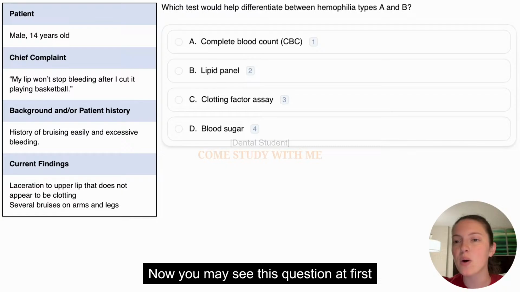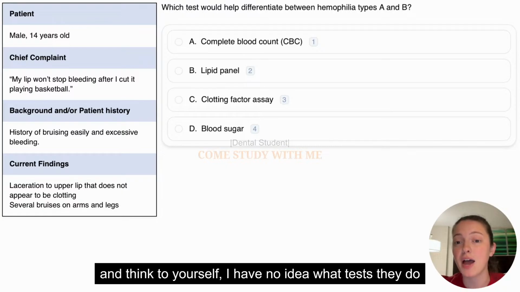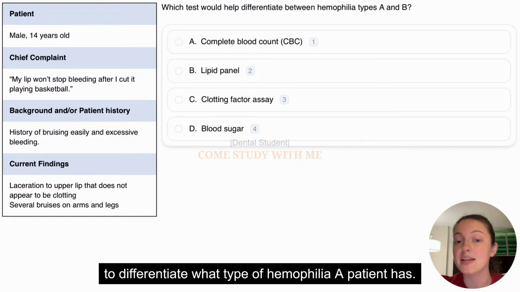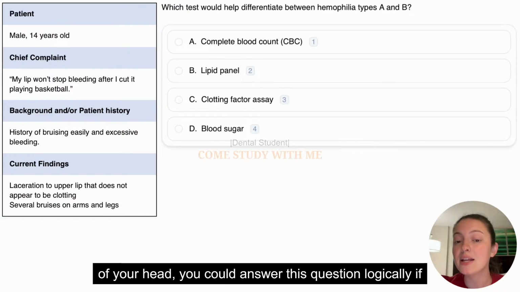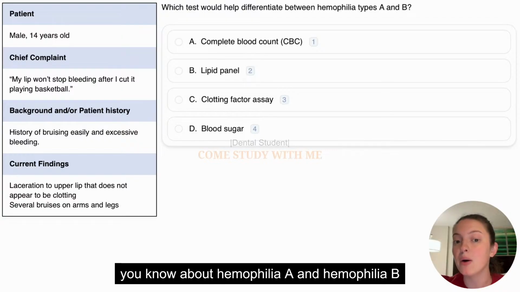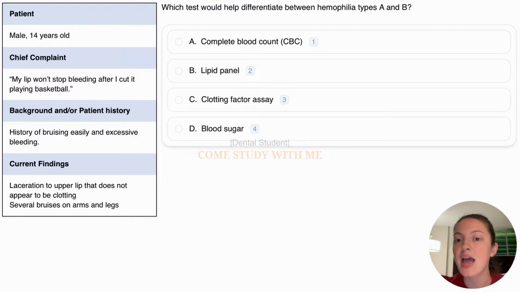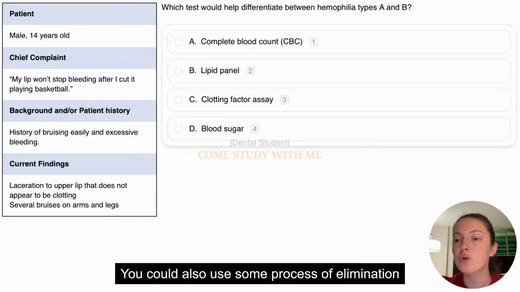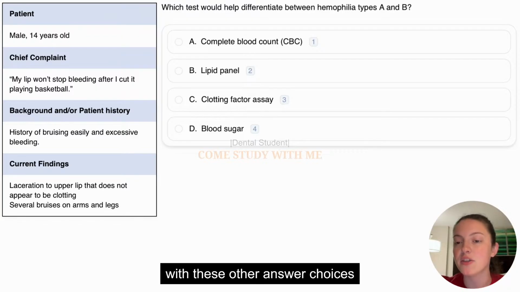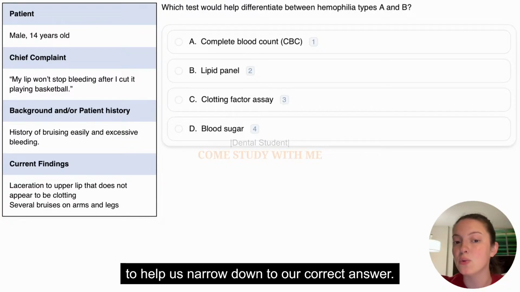Now, you may see this question at first and think to yourself, I have no idea what tests they do to differentiate what type of hemophilia a patient has, and that's okay. Even if you didn't know that off the top of your head, you could answer this question logically if you know about hemophilia A and hemophilia B and know what differentiates them. You could also use some process of elimination with these other answer choices to help us narrow down to our correct answer.